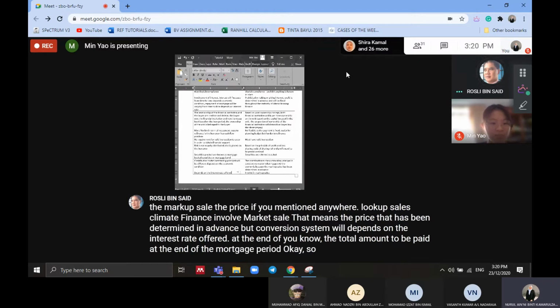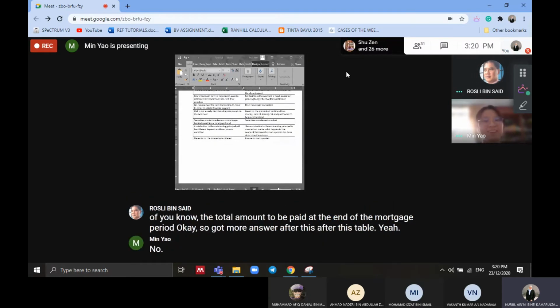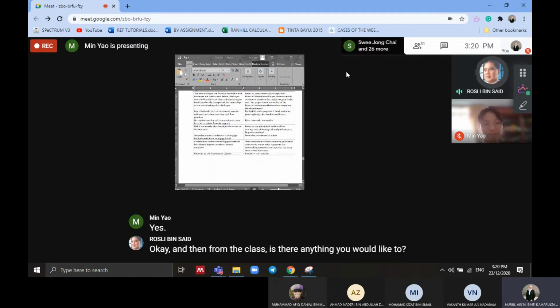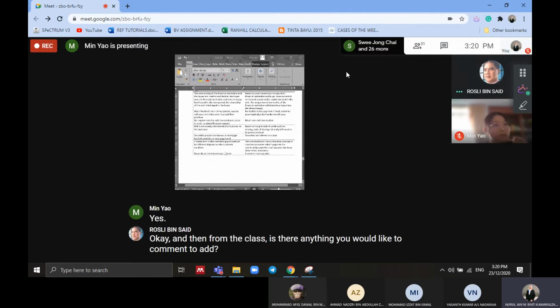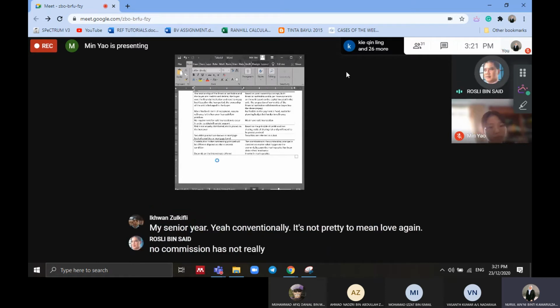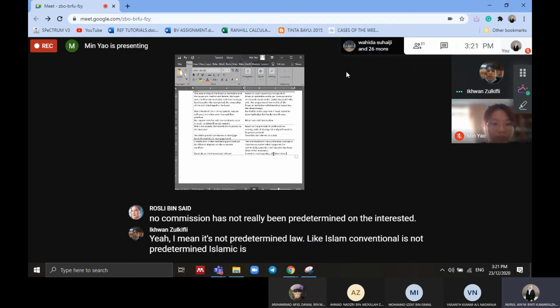Okay, so is there more answer after this table? No. Finished already? Yes. Okay, and then from the class, is there anything you would like to comment on or add? Anything? You mean the conventional one is not predetermined, right? No, conventional is not predetermined. It depends on the interest rate. Yeah, I mean it's not predetermined. Conventional is not predetermined, Islamic is predetermined.